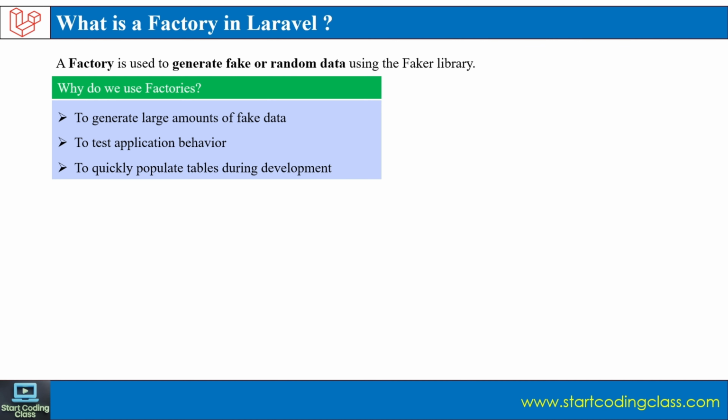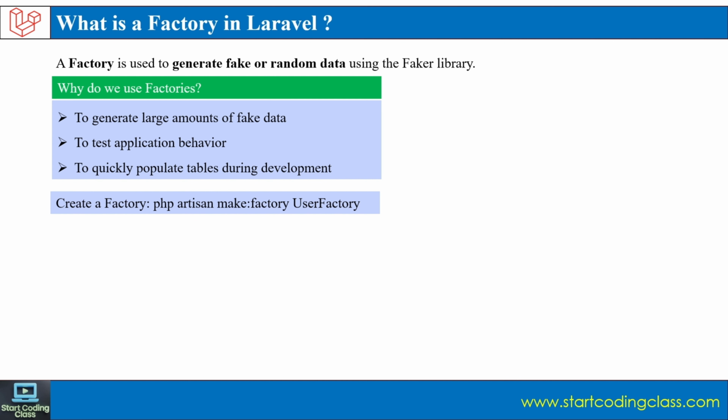Why do we use these factories? To generate a large amount of data, because you can see the previous seeder is only for a small amount of data, maybe 5 records, 10 records. But if you want 50 records or 100 records or 1000 records, it is not possible with the help of seeder, because you have to enter the values manually.